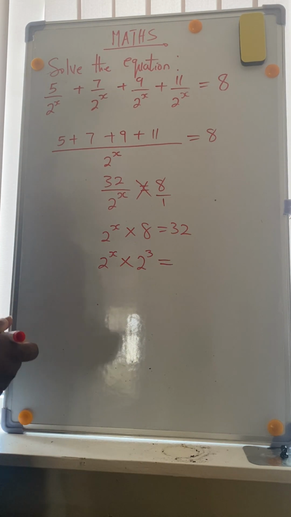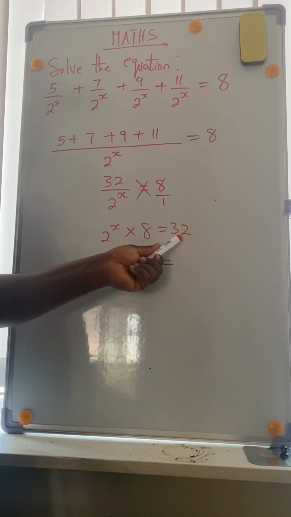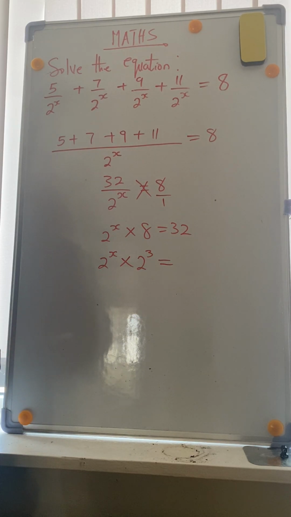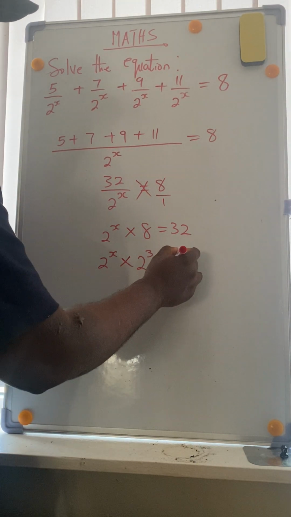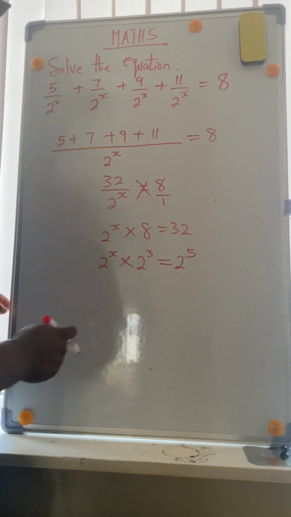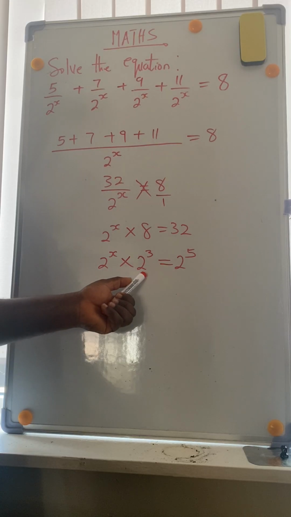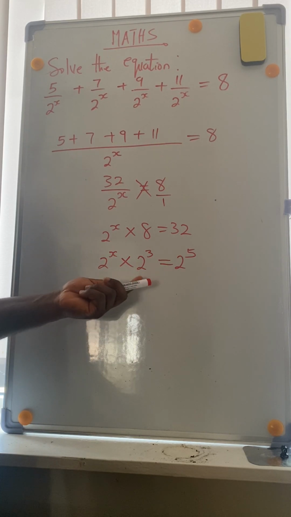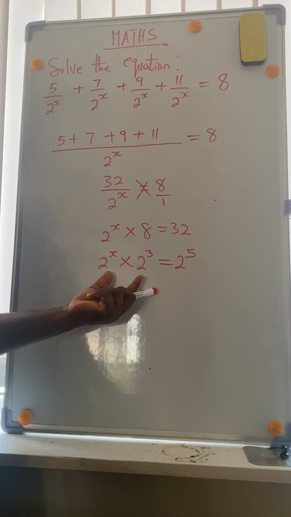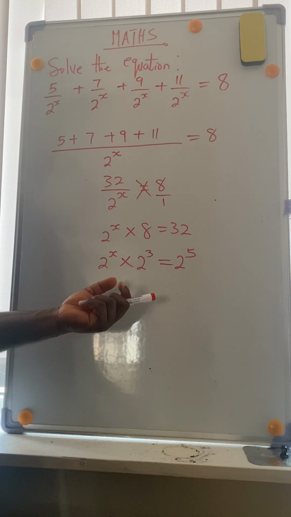Equal to, ask yourself, how many times will you multiply 2 by itself to give you 32? That will be 5 times, and that will be expressed as 2 raised to the power of 5. Now, take this step as the next step here. The left hand side is 2 raised to power x multiplied by 2 raised to the power of 3. If you look at this, it simply represents the first law of indices, which is called the multiplication law.